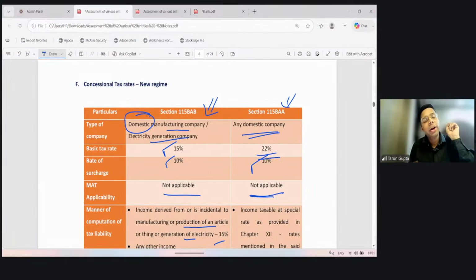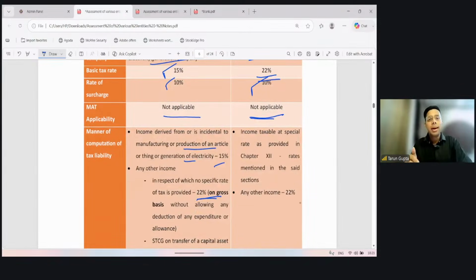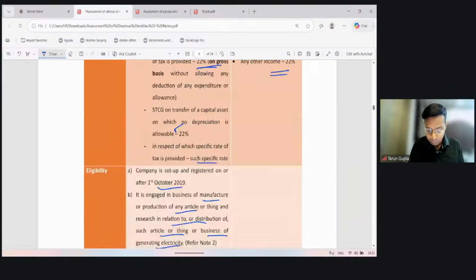MAT doesn't apply even in the case of 115BAA. So if there is any brought forward MAT credit, once you opt for 115BAA, you cannot carry it forward. The tax rate is 22%. But if there is any special income in respect of which a special rate of tax is provided under the Act, then such income shall be taxed at such special rate, similar to 115BAB, say section 112, 112A, etc.